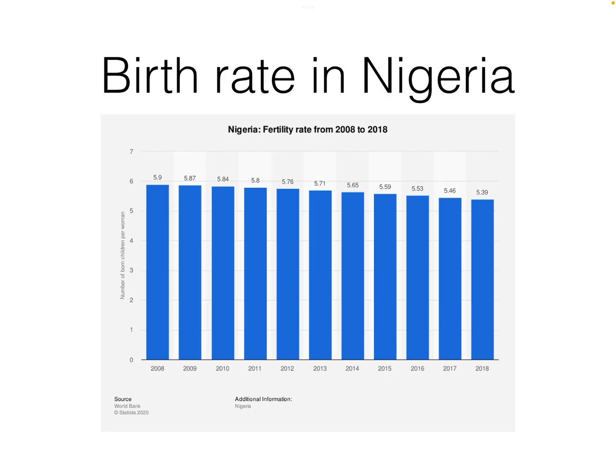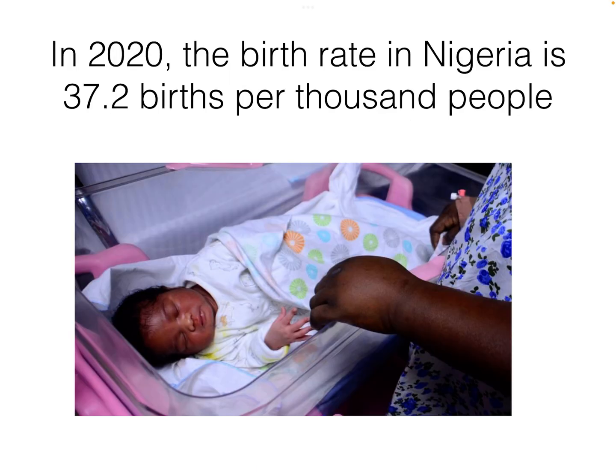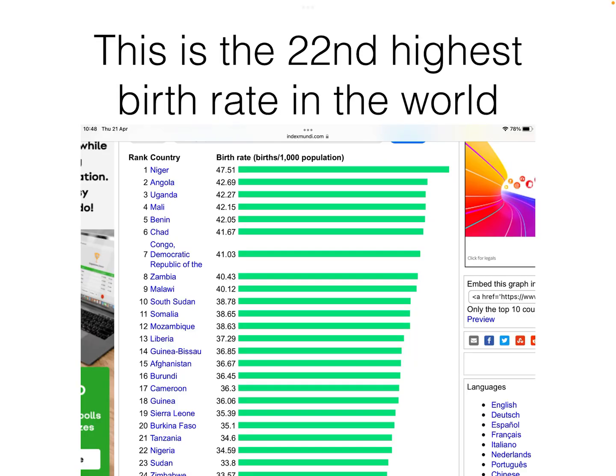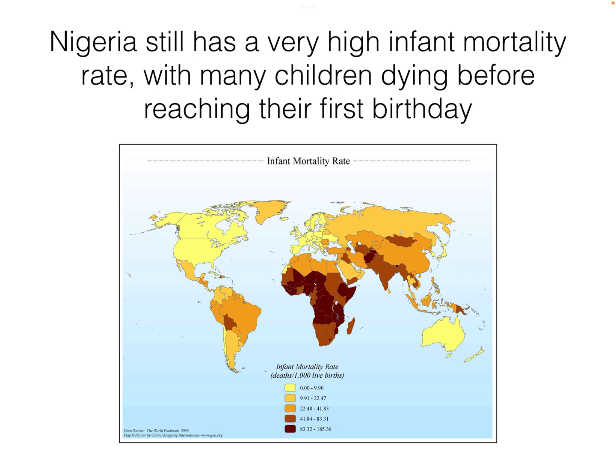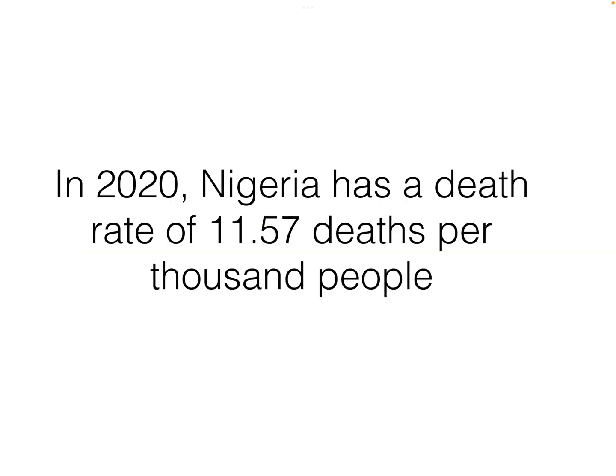Okay. Birth rate, 37.2 births. When you compare it to the 12.1 birth rate in Ireland, they're having a lot more children than us. They have the 22nd highest birth rate in the world. Interestingly, when we looked at that last year in class, they were number 20. So they're being pushed down to 22, but they still have a very high birth rate. Death rate is 11.57. Ours is just around 6.